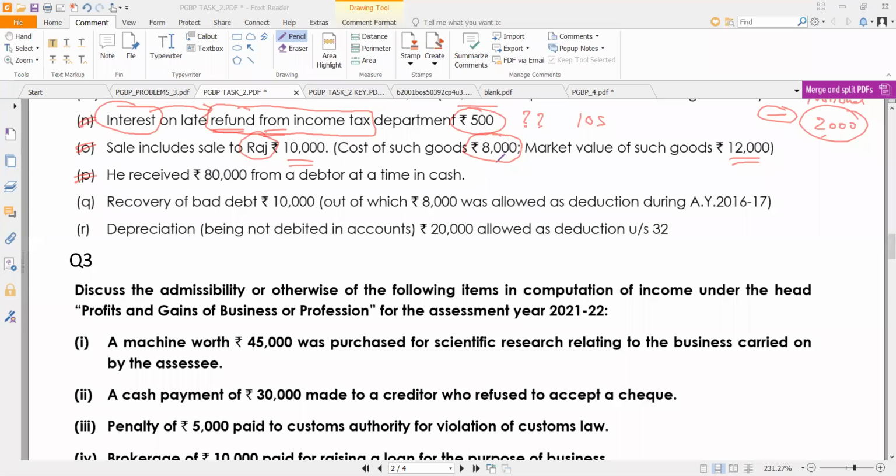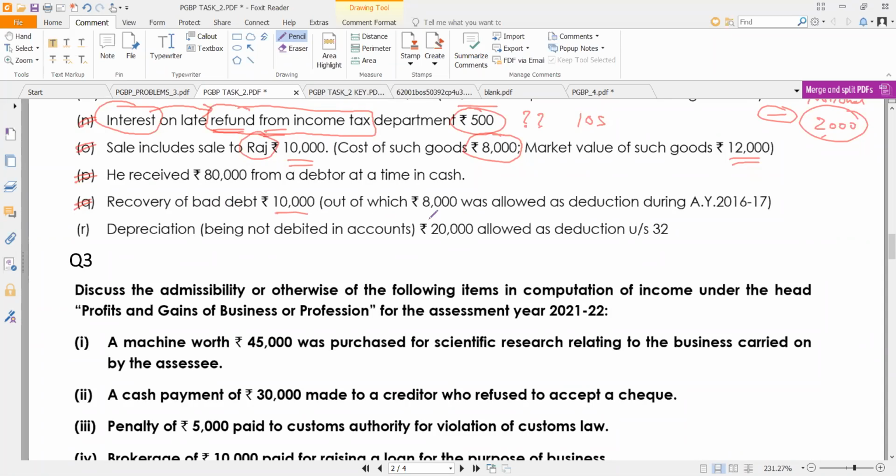So here, he received 80,000 rupees from a debtor at a time in cash. So generally, it should not have an issue. He received some money. What is the big deal in that? Nothing happens with that. Whether it is received in cash or otherwise, that doesn't make any difference. So that point is just an eyewash, an unnecessary point.